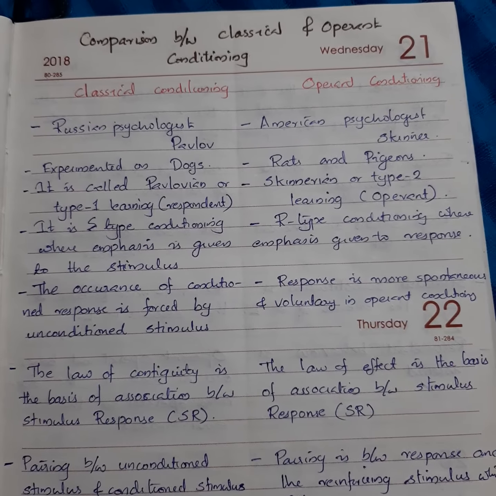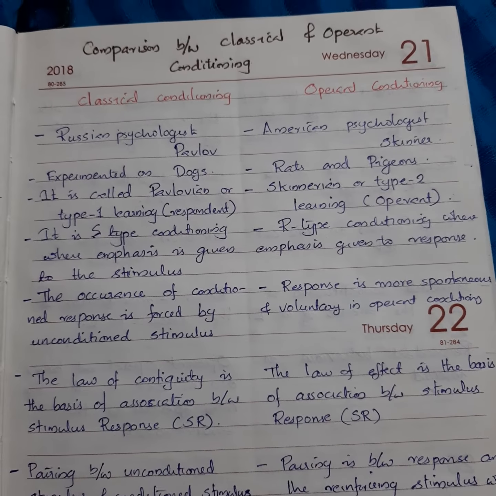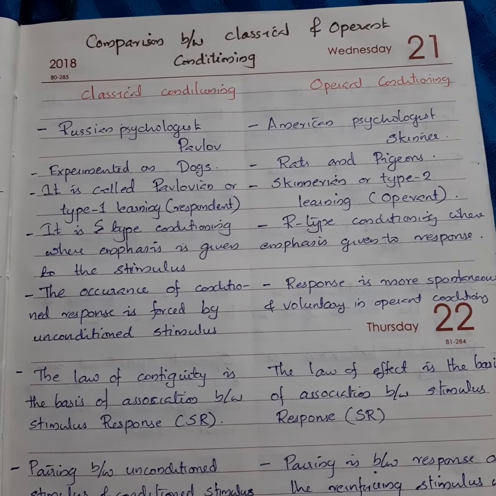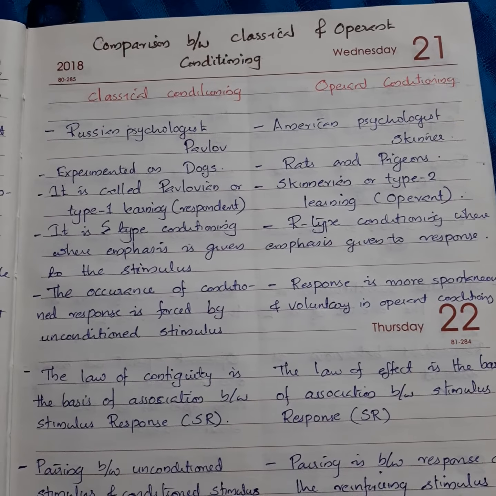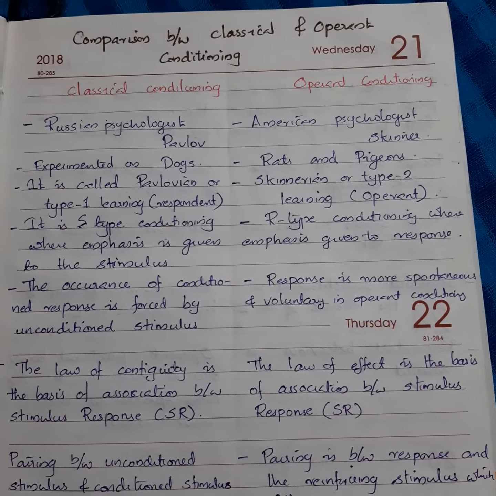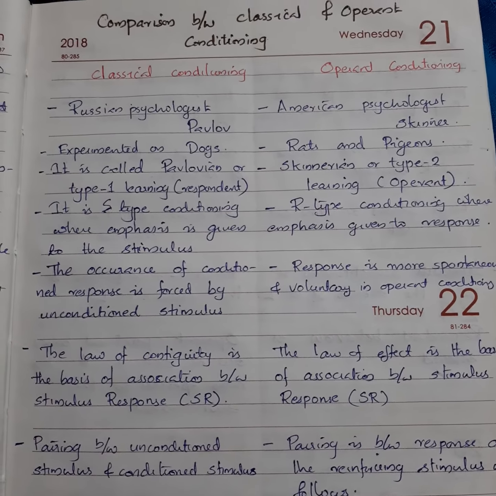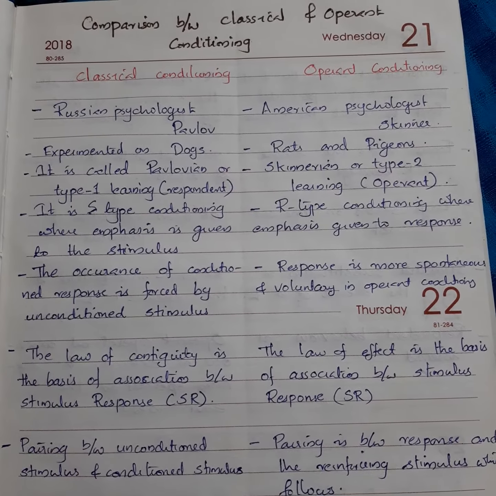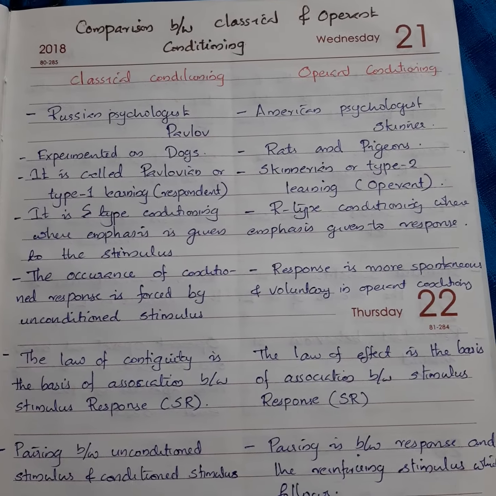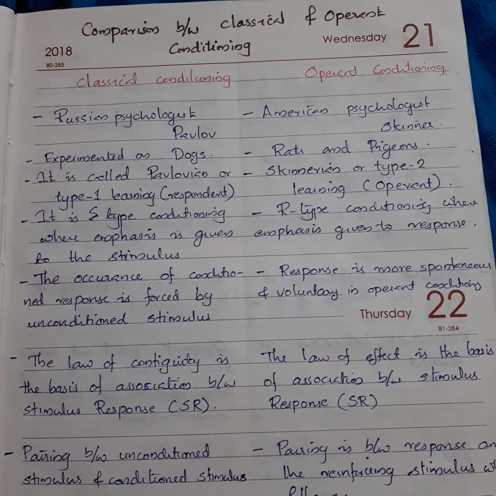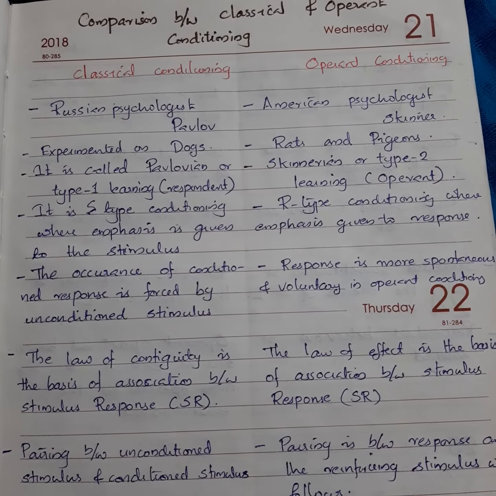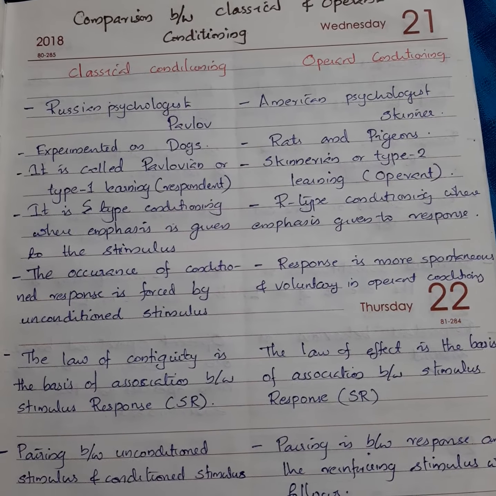Now, let's look into the comparison between classical and operant conditioning theory. Classical conditioning theory was developed by the Russian psychologist Ivan Petrovich Pavlov, whereas operant conditioning was developed by the American psychologist B.F. Skinner. Pavlov experimented on dogs, whereas B.F. Skinner experimented on rats and pigeons. Classical conditioning is called Pavlovian or type 1 learning, whereas operant conditioning is known as Skinnerian or type 2 learning.